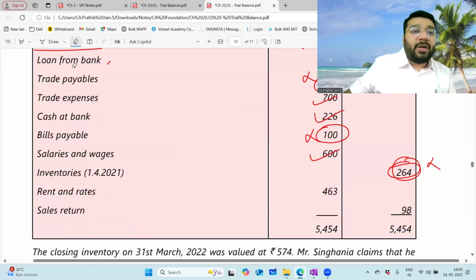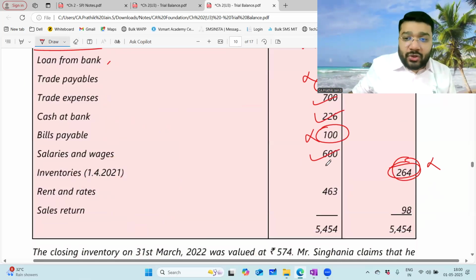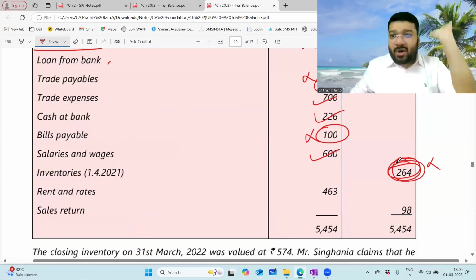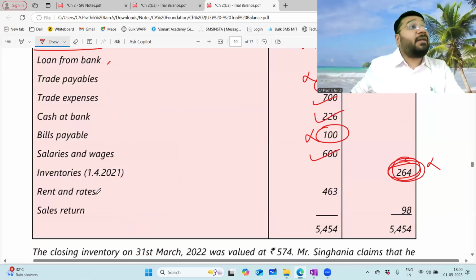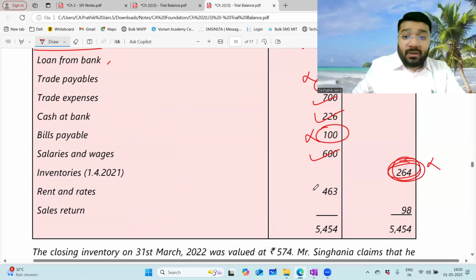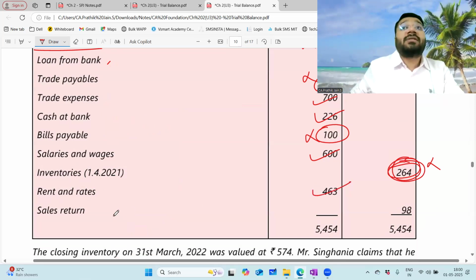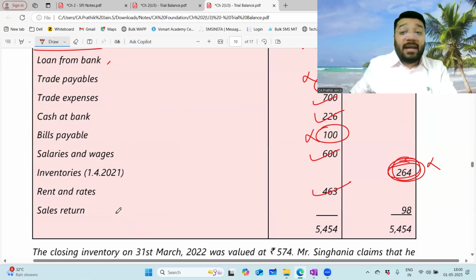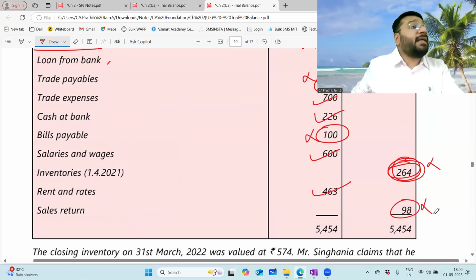Okay, so technically this should come in the debit column, being asset. So it should come here. It is put in the credit column, which is wrong. Rent rate, correct or wrong? Correct. Sales return. Sale is credit balance. Sales return is the opposite of that. Which balance? Debit balance. So this should come to the debit column, but it is sitting in the credit column.